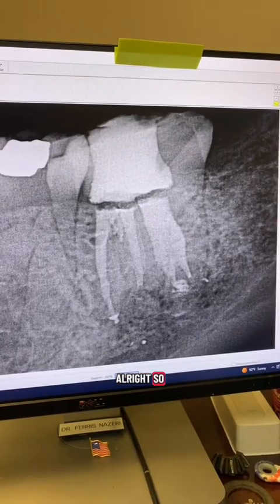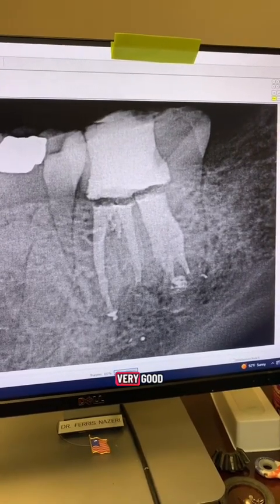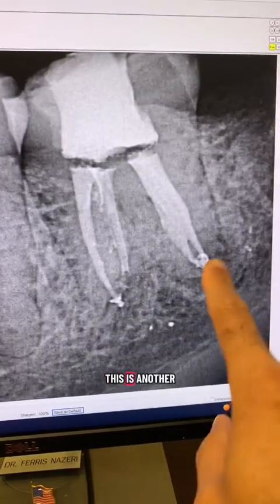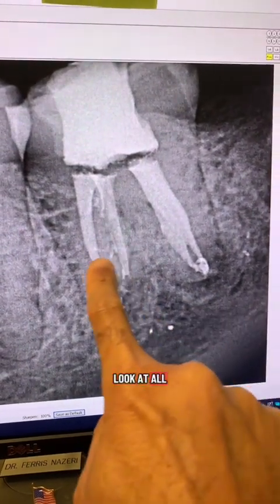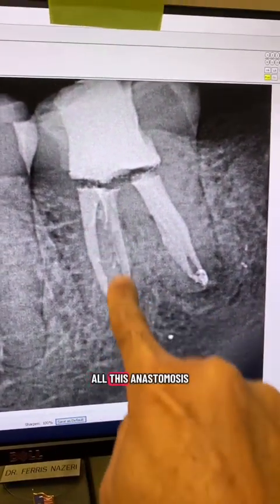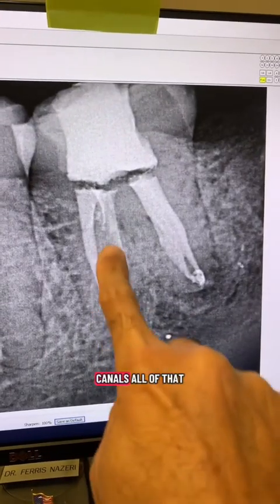All right, so very good. This is another angulation, and you can see all of this anatomy here. Look at all of this anatomy, all this anastomosis between the mesial canals, all of that.